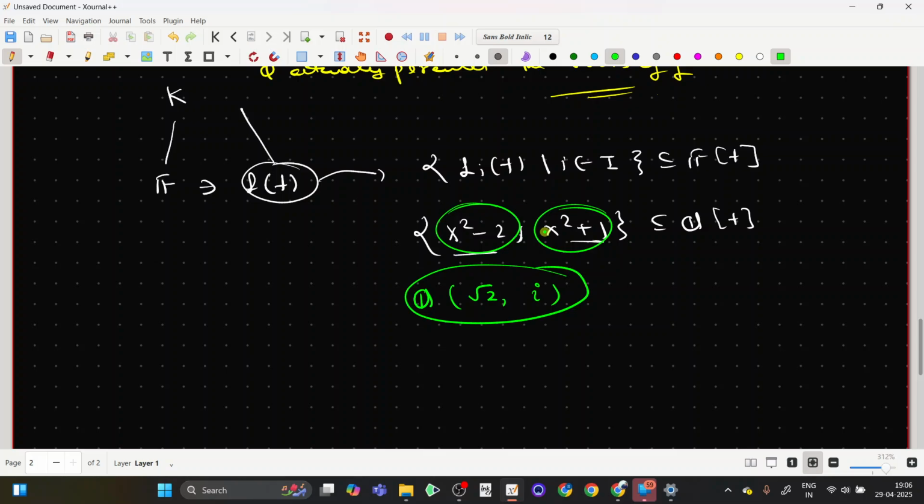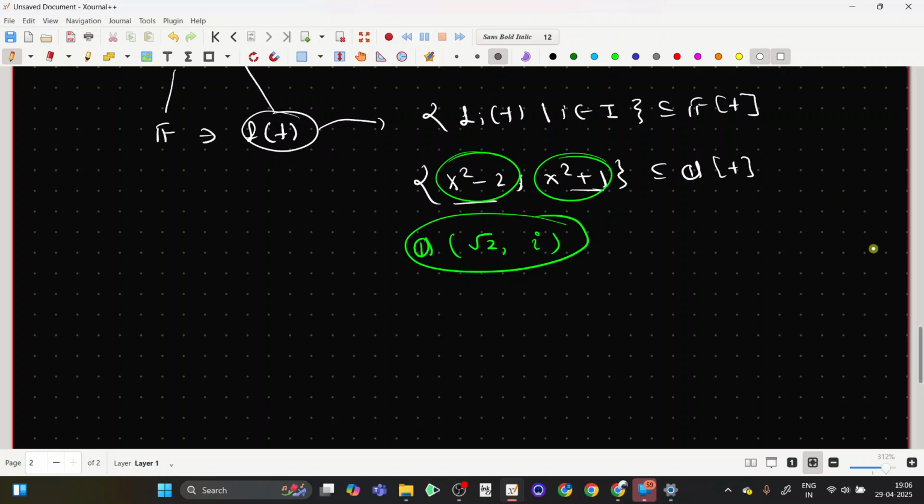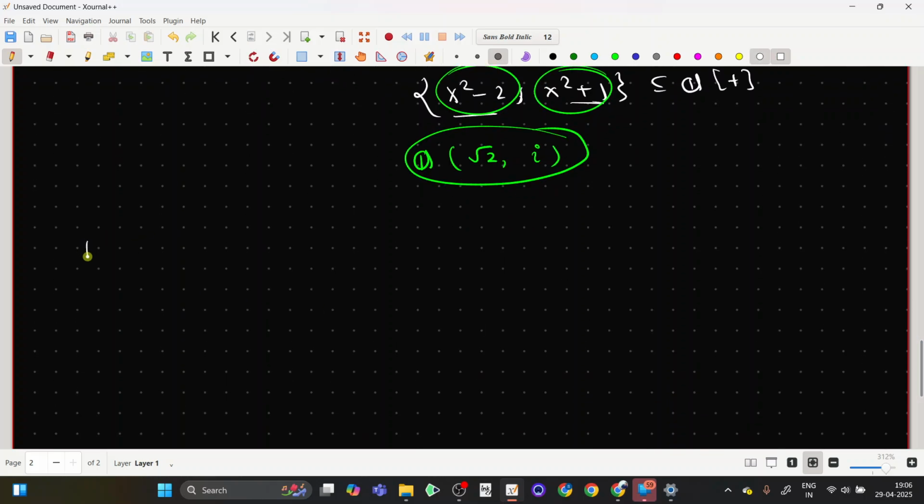So we want to talk about such a field over which a certain collection of polynomials over the underlying field should split completely. In other words, I want to talk about the splitting field of a collection of polynomials and not just a single polynomial. And this actually brings us to the following definition.